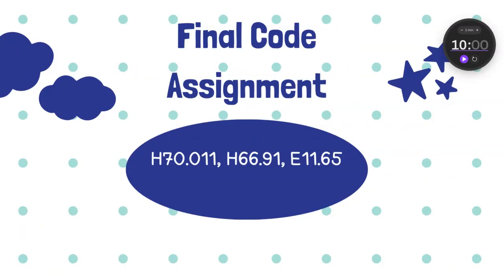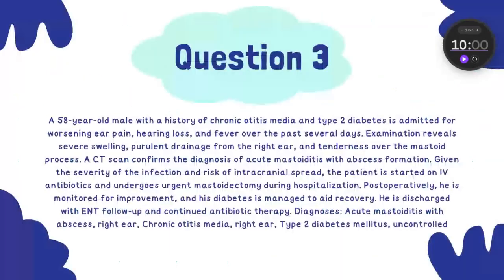For otitis media, it says that there was purulent drainage. So let me go back. Examination reveals severe swelling, purulent drainage from the right ear. So your thought is that final otitis media code should have the pus in it. So I agree. Let me look up what that number would be.